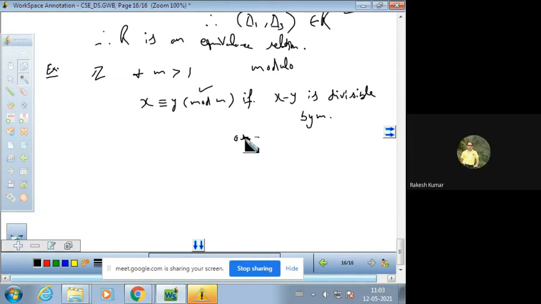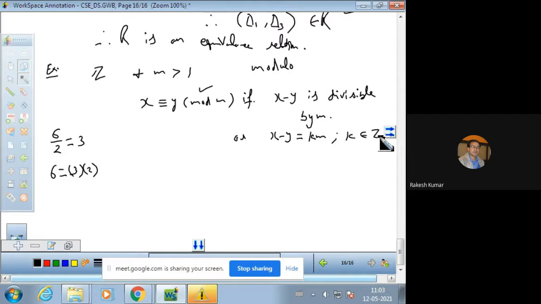Divisible means exactly divisible. Suppose 6 divided by 2: 6 is an integer, 2 is an integer, and the outcome comes out to be 3. It means 6 can be written as 3 times 2. Divisible means exactly divisible, meaning the remainder is 0. So it means that x minus y can be written as a multiple of m, that is k times m, where k is also an integer.